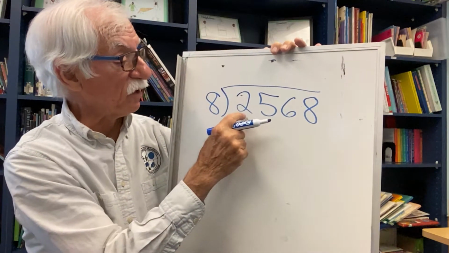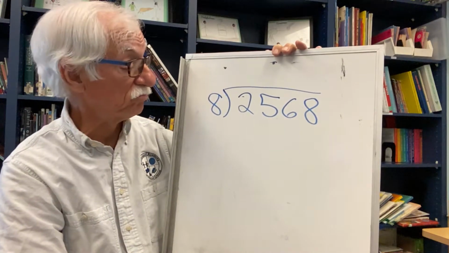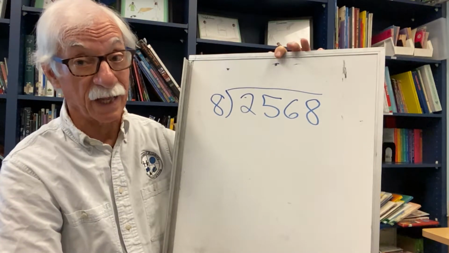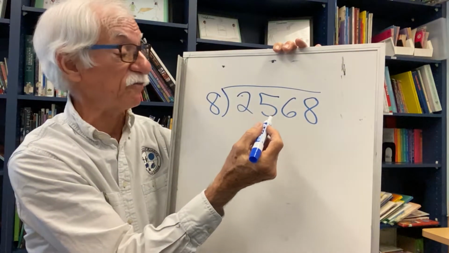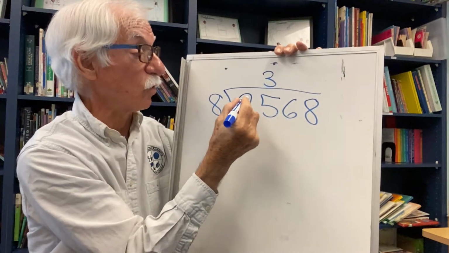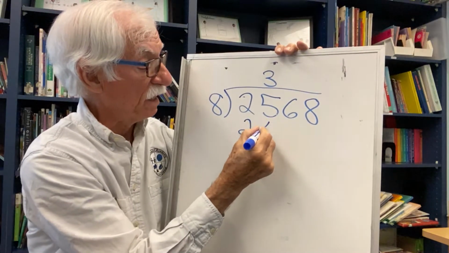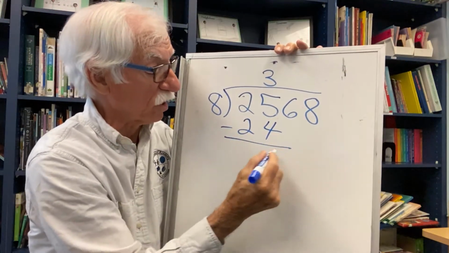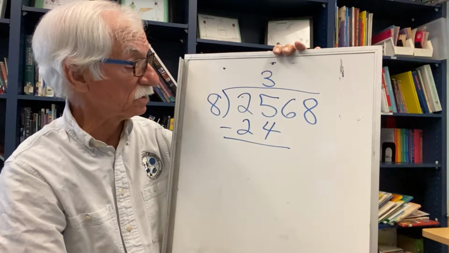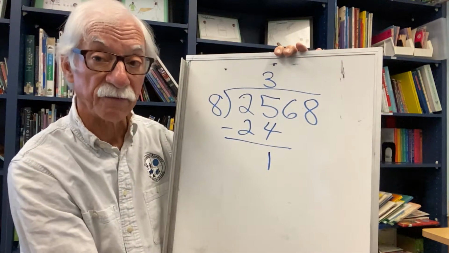So how many groups of 8 are there in 2 units in thousands? None. How many groups of 8 are there in 2,500s? Again, I know my mental math. I know my math facts. I know that 8 times 3 is 24. So there are 3 groups of 8 in 25, and I'll take away those 24 because I've already put them in the boxes, the crayons in the boxes. And I have 110 left.